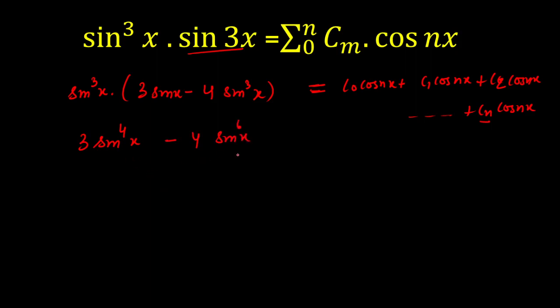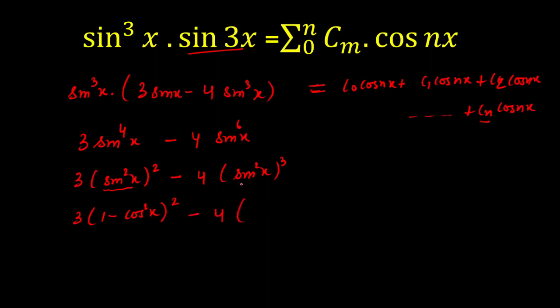Now I'll convert everything into cos, because on the right hand side everything is given in the cos term. We know that sine square of x, I can write this as 3 sine square of x whole square minus 4 times, again I can write this as sine square of x whole cube. Now sine square of x can be written in terms of cos, that is 3 multiplied by 1 minus cos square of x whole square minus 4 times 1 minus cos square of x whole cube.